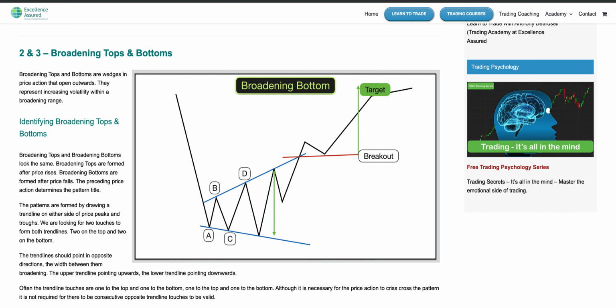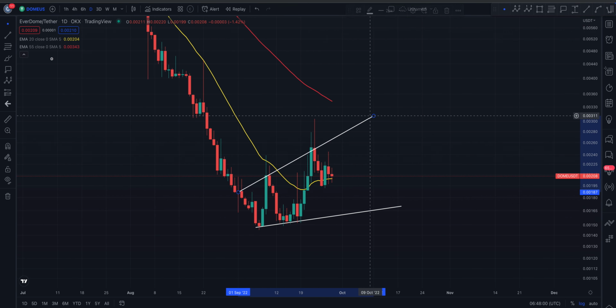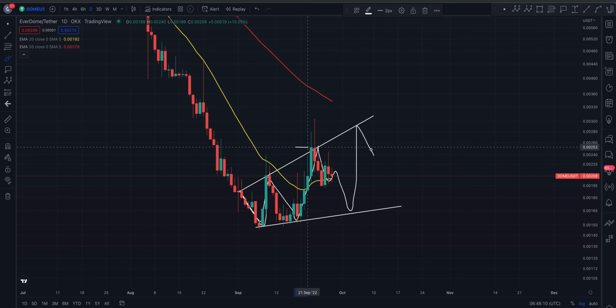So if we look back at Dome, you can see that it looks relatively similar to something that we're doing now here for Dome, okay, where you've got this expanding broadening bottom, you've got the A, the B, the C, the D. Right now you're looking for the E, the F, the G would be the pullback to support, okay, and then you get your confirmation of the breakout of this resistance wherever it may be down the line.